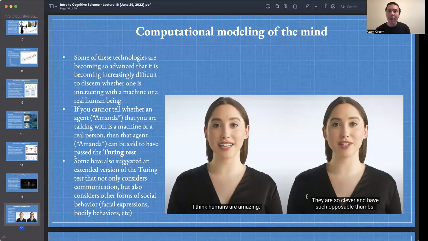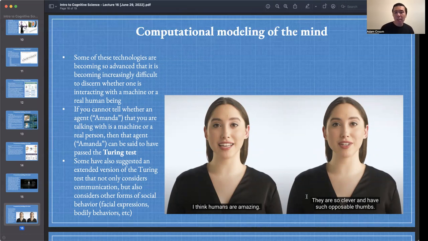And I had you watch a really cool video of this agent having conversations, right? And we see that this agent is able to engage in natural conversation. This agent is able to make jokes and discuss philosophical concepts. The agent also makes minor errors and uses facial expressions. So we see that technology has come a long way.